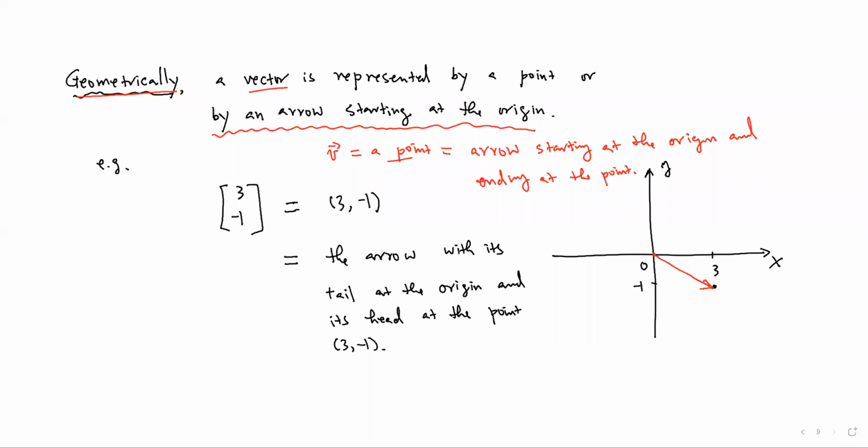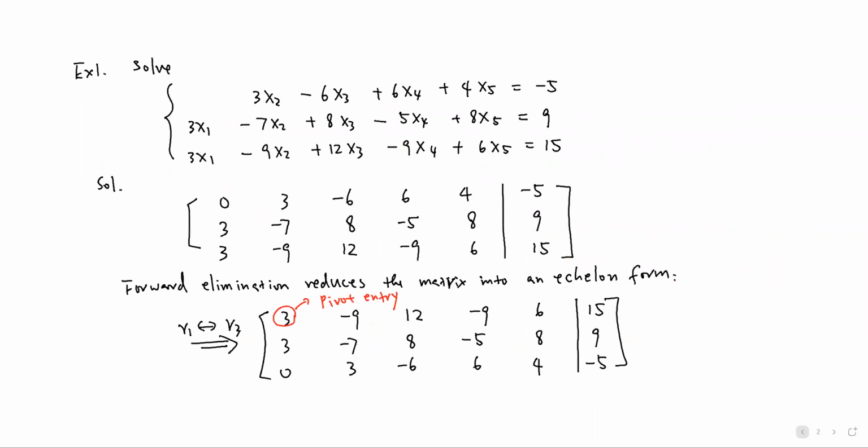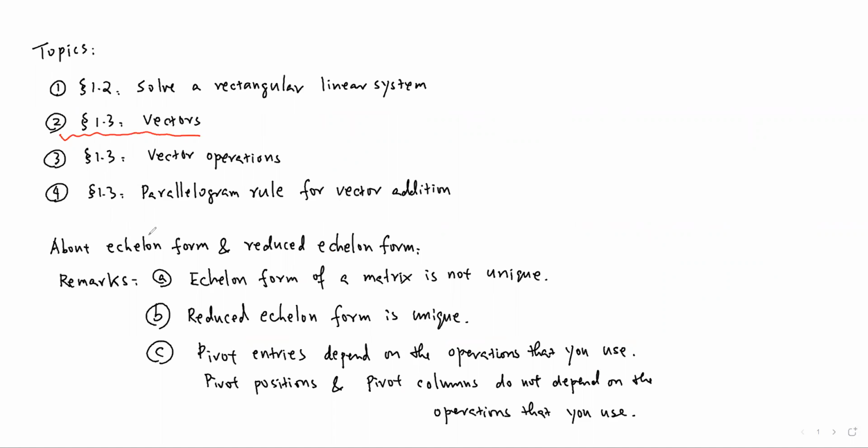Now, the next topic, let me see. Oh, vector operations. What does it mean? We can add two vectors. We can subtract a vector from another vector. We can multiply a vector by a number. In linear algebra, a number usually is called a scalar. Okay. Now, topic 3, vector operations.